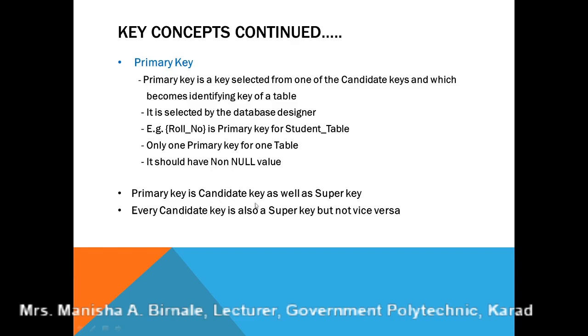Primary key is a candidate key as well as a super key. We have seen that a candidate key is selected from super keys, and the primary key is selected from candidate keys. So the primary key is also a candidate key as well as a super key. Every candidate key is also a super key because it is selected from super keys, but not vice versa. So we can say that primary keys are a subset of candidate keys, candidate keys are a subset of super keys, and super keys are a superset of all keys.